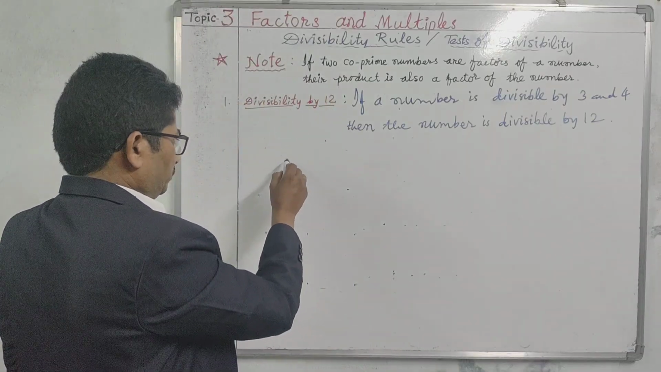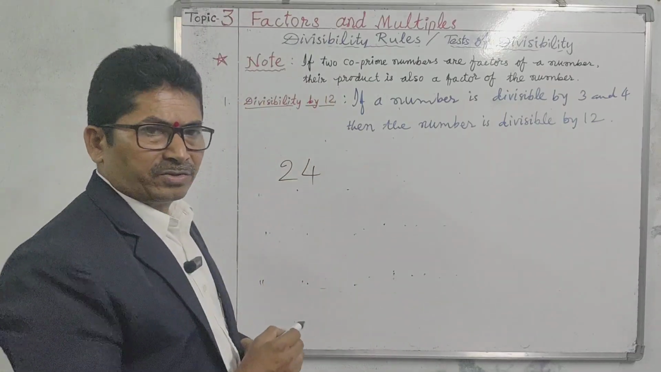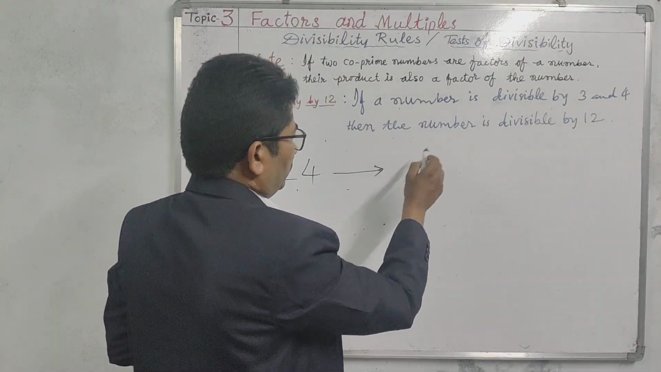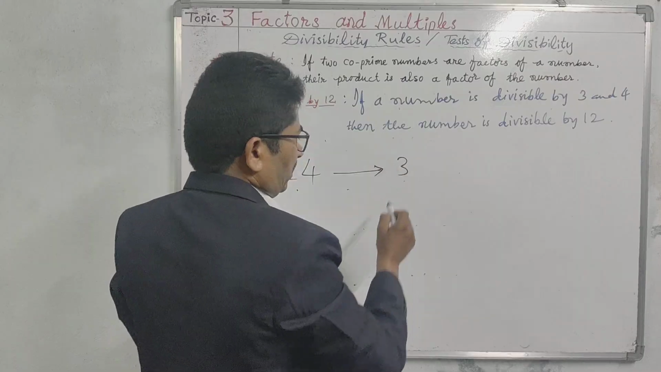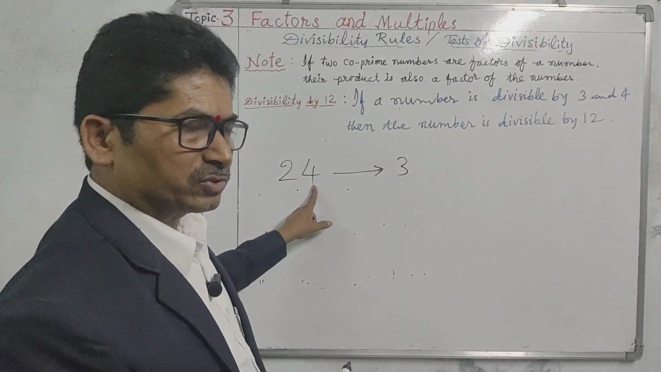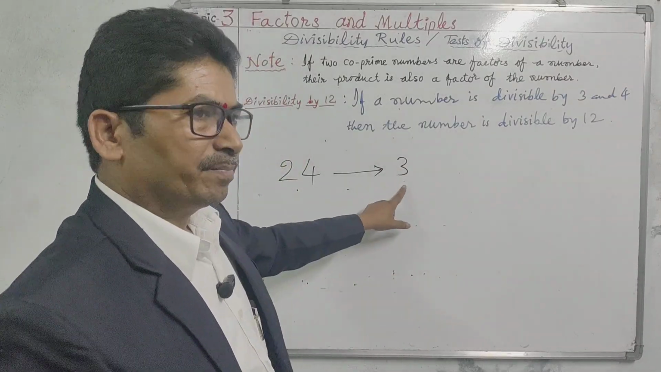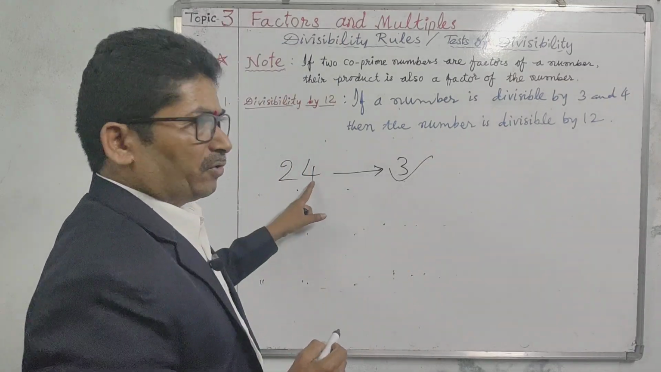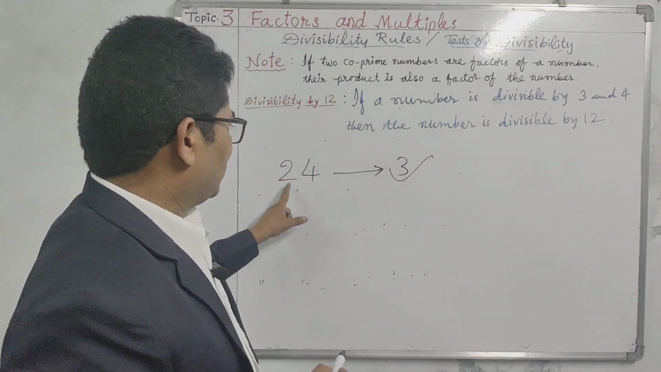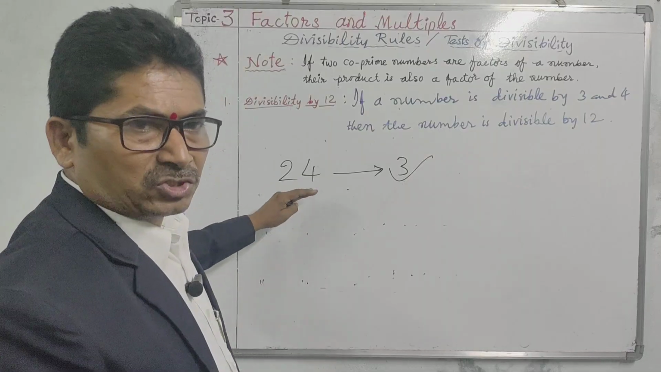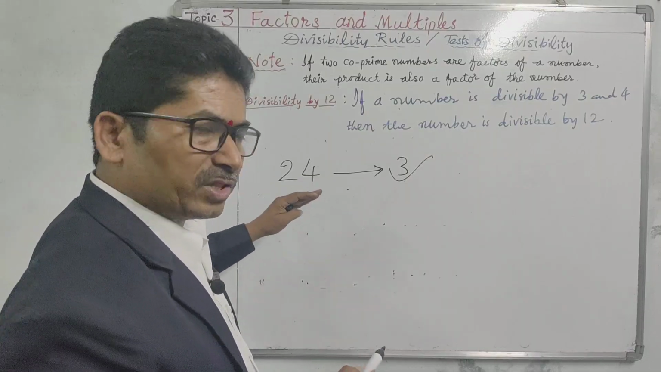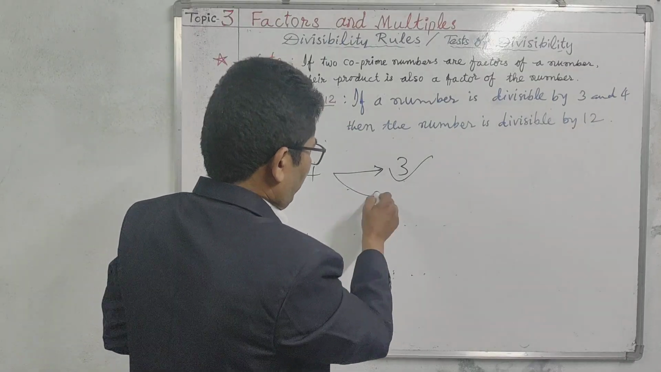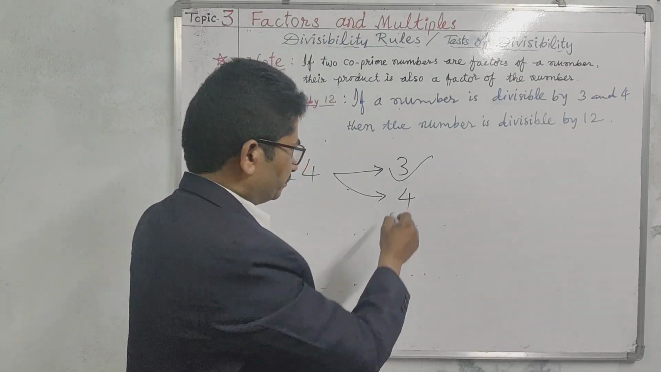Here is the number 24. 24 is divisible by 3. 2 plus 4, 6. So that's why it is divisible by 3. And 24, the last two digits. If the last two digits of a number are exactly divisible by 4, then the number is exactly divisible by 4. So that's why it is divisible by 4 also.